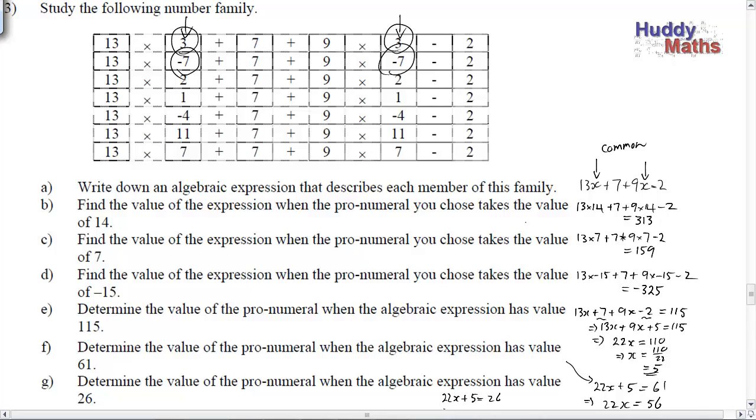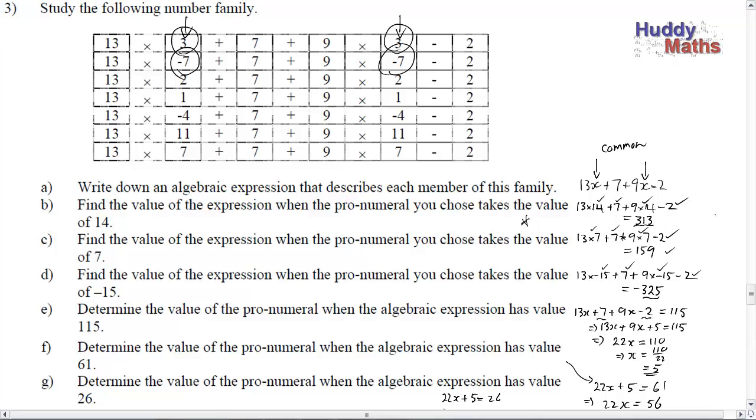Find the value of the expression now when the pronumeral takes a value of 14. So 13 lots of 14 plus 7 plus 9 lots of 14, take 2. I do it for the next one. 13 times 7 plus 7 plus 9 times 7, take 2. Remember, at sped maths, you've got to do the multiplication first. Okay, again 159. 13 times neg 15 plus 7, 9 times neg 15, take 2, 325. Okay, do you get the idea here?